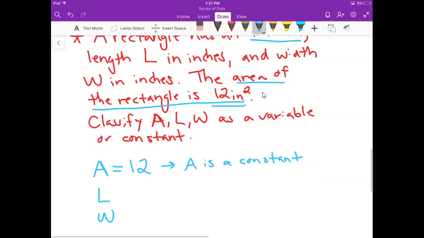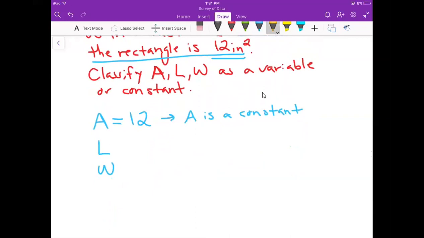And anytime I have to do some critical thinking, I always like to draw a picture if I can. So I'm going to draw a picture down here of a rectangle and think about how A, L, and W are related. So remember that the area of a rectangle is always length times width, which in this case we know is 12. So what I'm really thinking about here is, are there different numbers I can use for L and W to get an area of 12? Or do L and W have to be very specific numbers, only one number, to get to an area of 12?